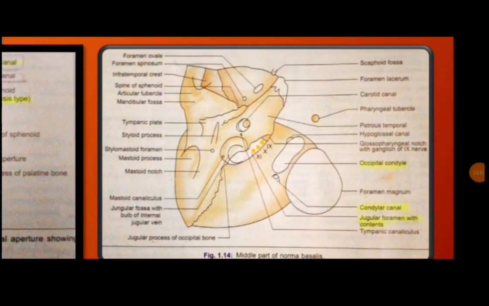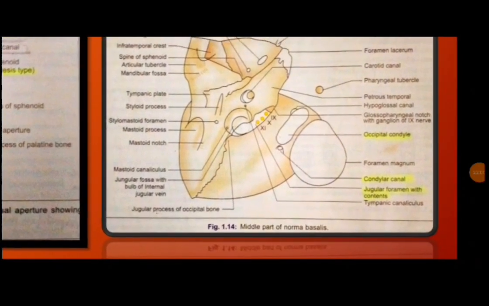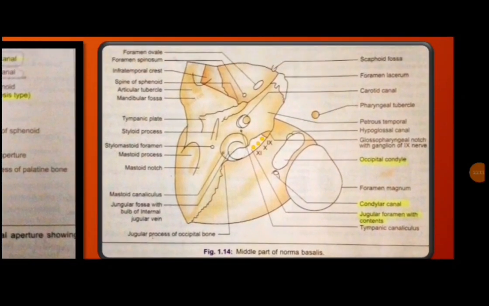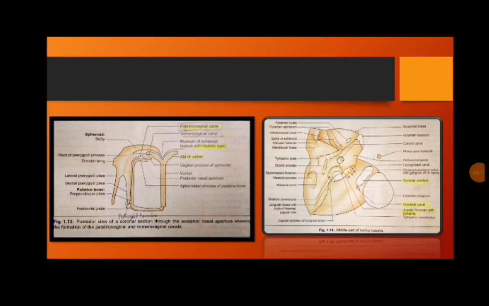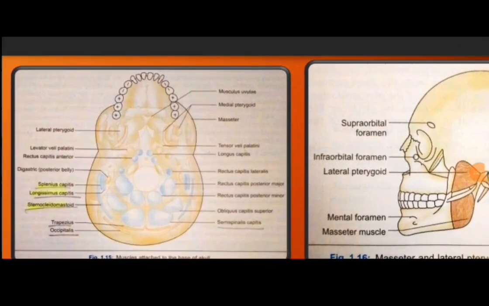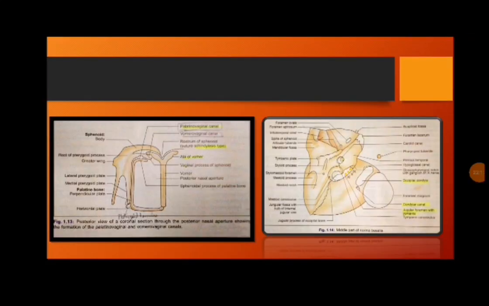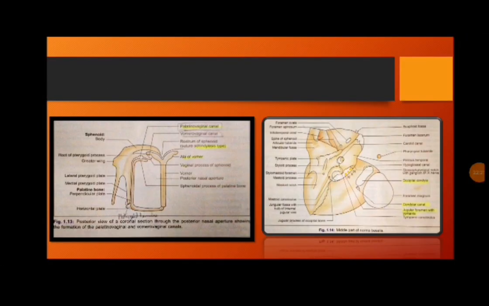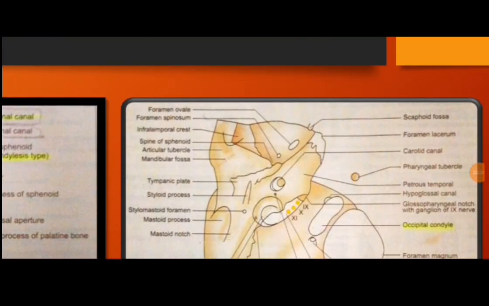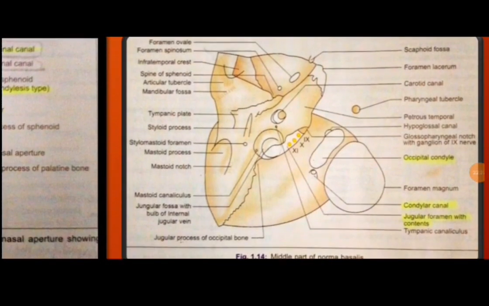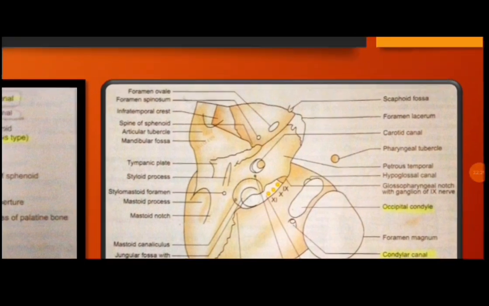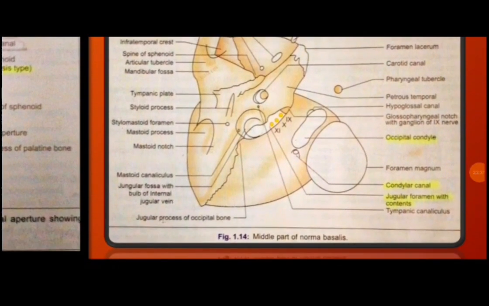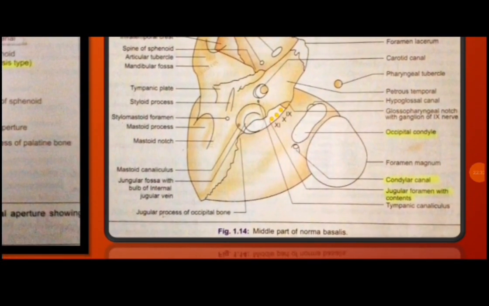Then here you can see norma basalis. In norma basalis, the middle part is shown in a wide view. You had seen the norma basalis over here, right? Here you saw the norma basalis, and this is the middle part of the norma basalis. And again they have given other markings, other important points labeled there.